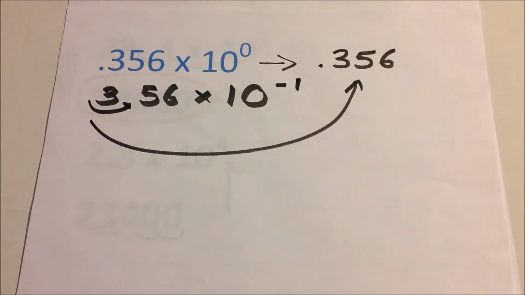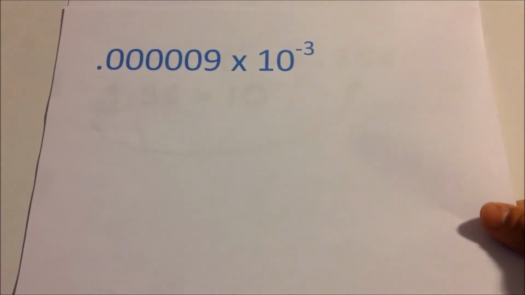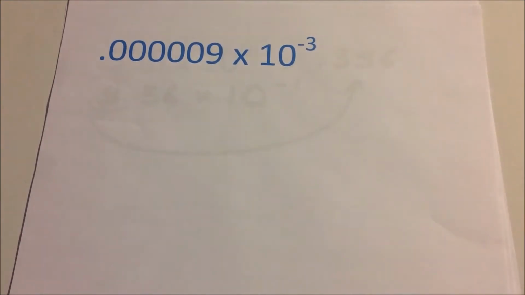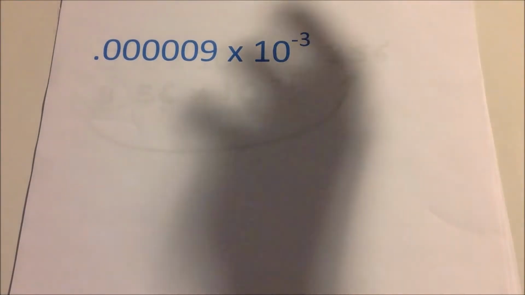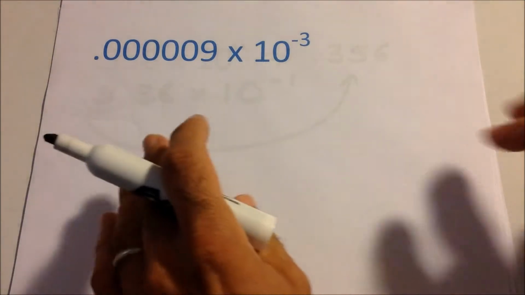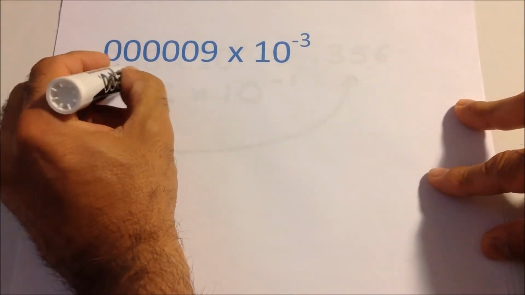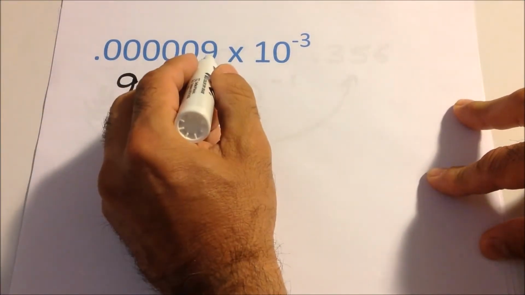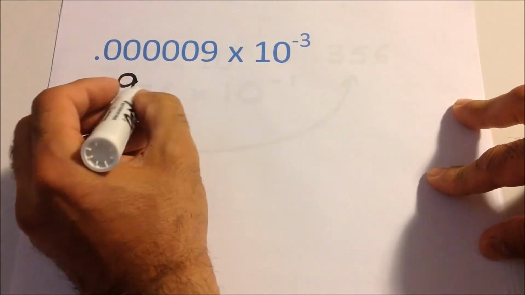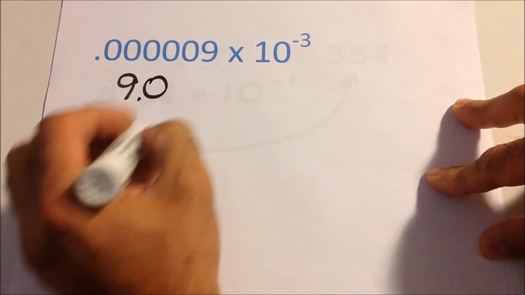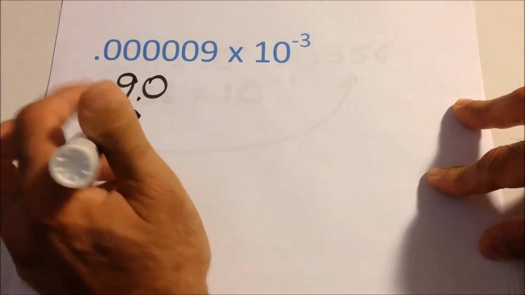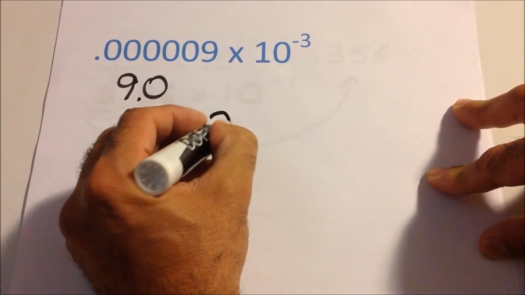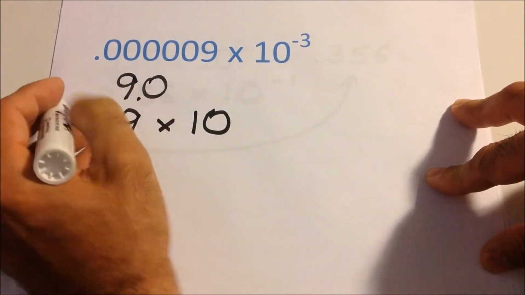Okay, so let's try this one now. Pause the tape and try to do that one. Okay. Now again, with all these numbers, they're perfectly good numbers. They're just not in scientific notation. So in scientific notation, we put in 9. We put the first number, which is 9. Now we don't have to put 0.0. We don't have to do that. You could just write 9. Or if you want, you can put 0.0. It's 9 times 10.